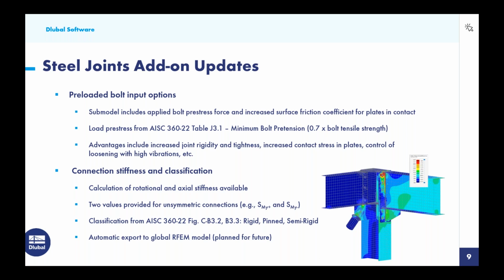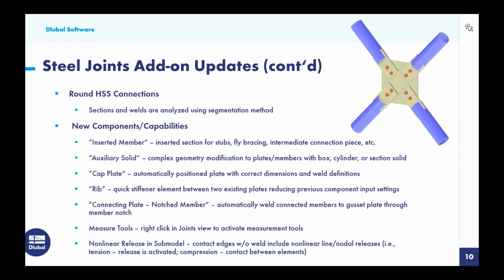Now it is planned for the future to automatically export these stiffnesses back out to the global model in RFEM, which again are going to affect our member design with the internal forces. For now, we can manually consider that, which I'll show you at the end of our example today.